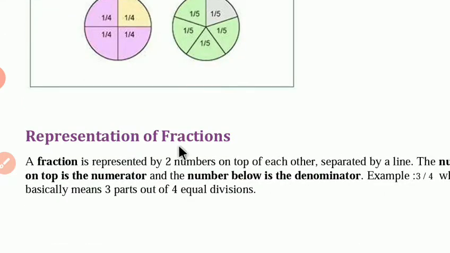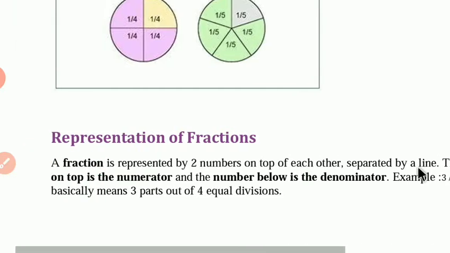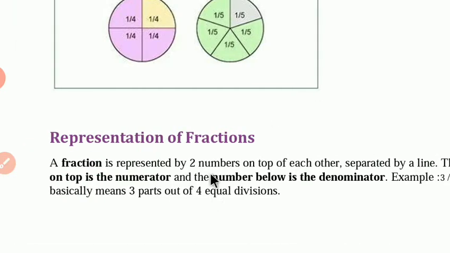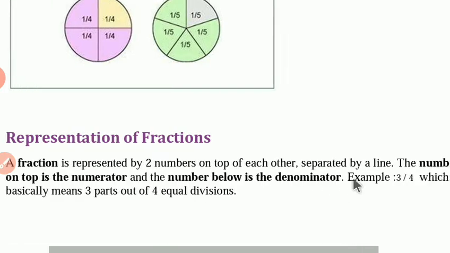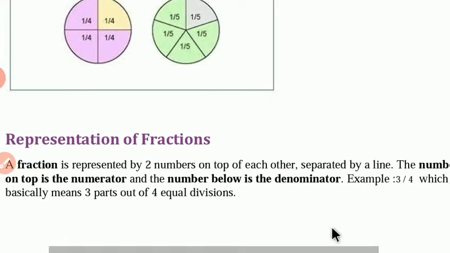Then we'll see how to represent a fraction. A fraction is represented by two numbers on top of each other separated by a line. The number on the top is known as the numerator and the number below is known as the denominator. For example, 3 upon 4, which means 3 parts out of 4 equal divisions. It means out of 4 parts we are taking how many parts? 3 parts, where 3 is the numerator and 4 is the denominator.